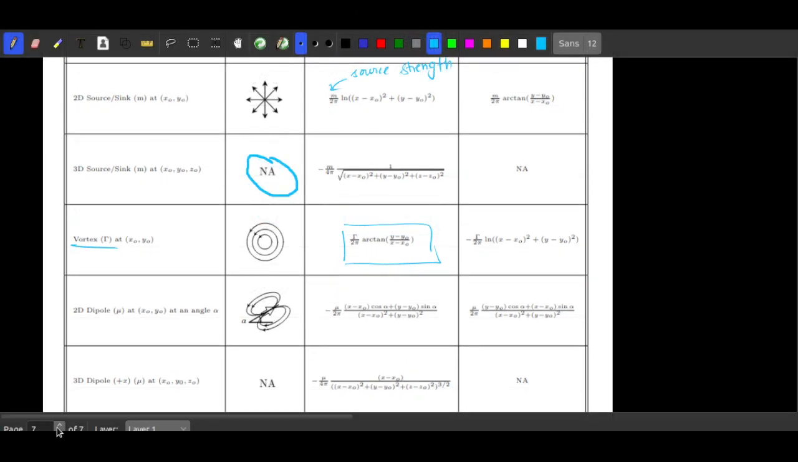So this is the potential and stream function for a vortex. Similarly for a 2D dipole and 3D dipole. And the special part about these functions is that you can actually use the principle of superposition. You must have heard this a lot. Principle of superposition to get different kinds of shapes and bodies to simulate.